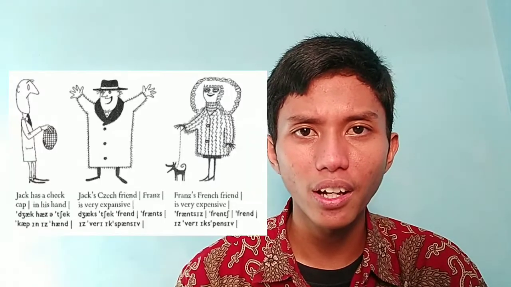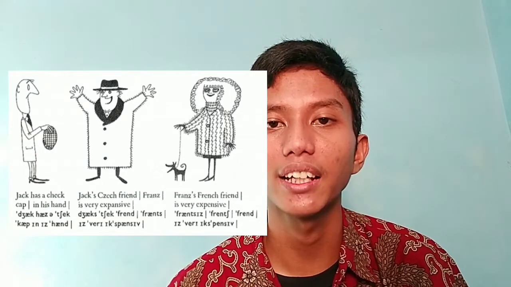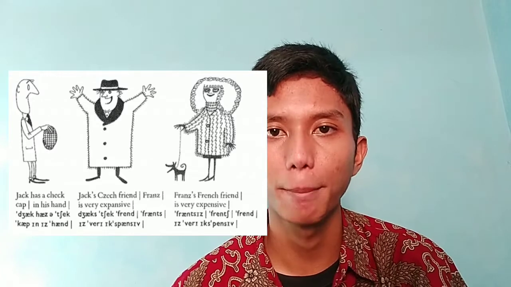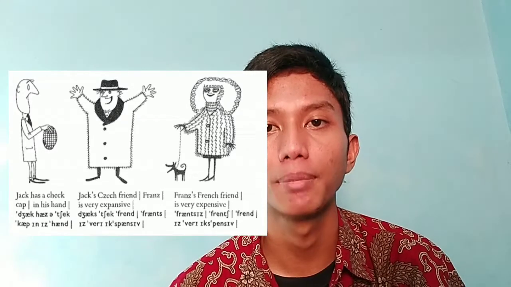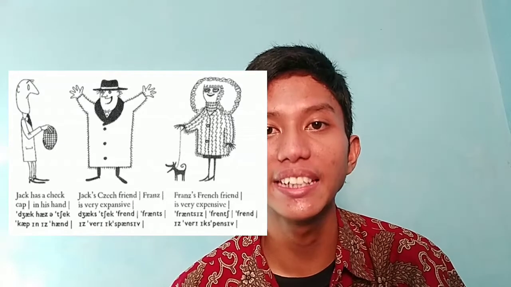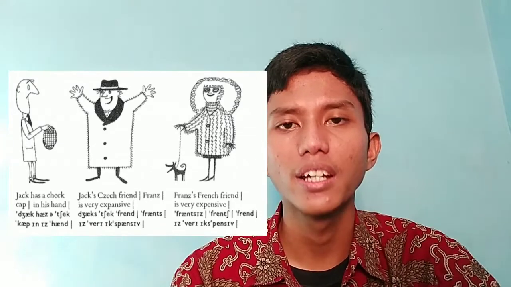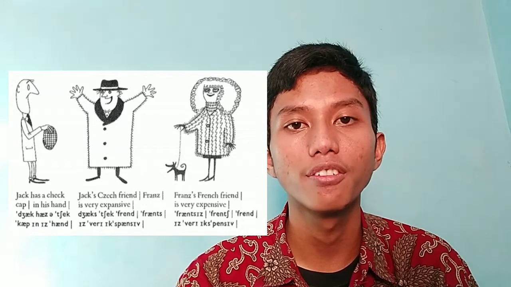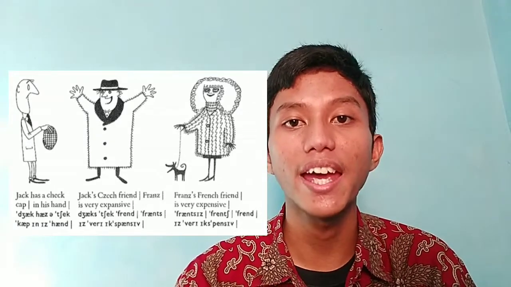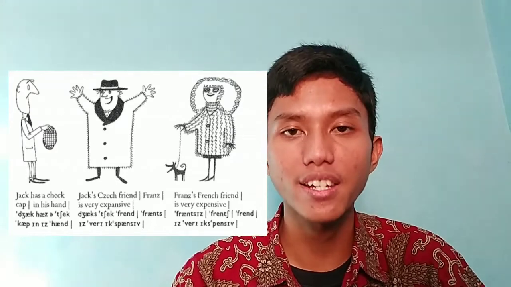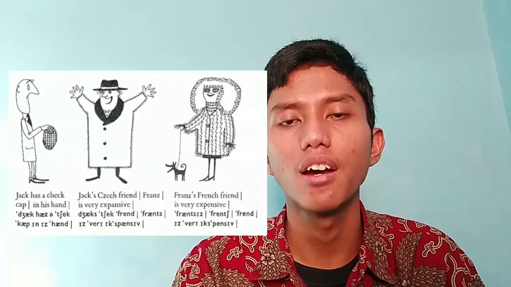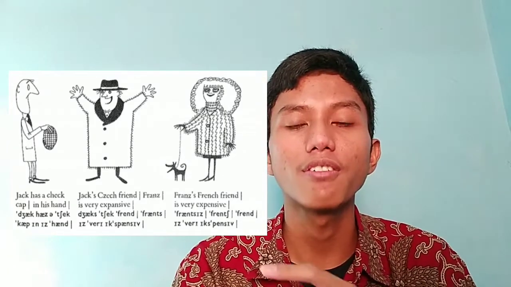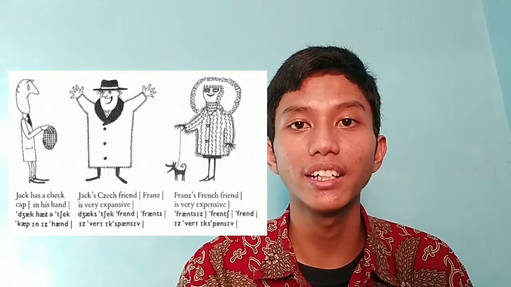And then in the next picture, there are 3 people. Jack has a check, and then a cap in his hand. Jack's friend, French, is very expensive. French friend. Yes, there is an apostrophe s, so French friend is very expensive.